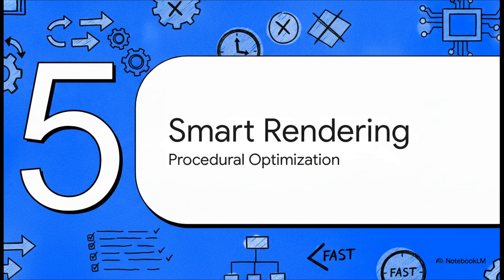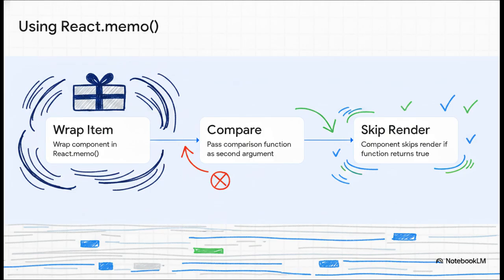Finally, Section 5, Smart Component Rendering. Let's look at some procedural optimizations. These are the literal procedural code tweaks you can make in your editor right now to physically stop your app from doing unnecessary math and rendering loops. The first incredibly powerful tool here is the React.memo component. By wrapping your individual list items in a memoized component, you dictate exactly when they should update. You can actually pass a comparison function as a second argument to explicitly state, for instance, hey, only re-render this row if the title text actually changes. If your function returns true, the component just skips the re-render entirely, saving massive amounts of processing power when the user is simply scrolling by.